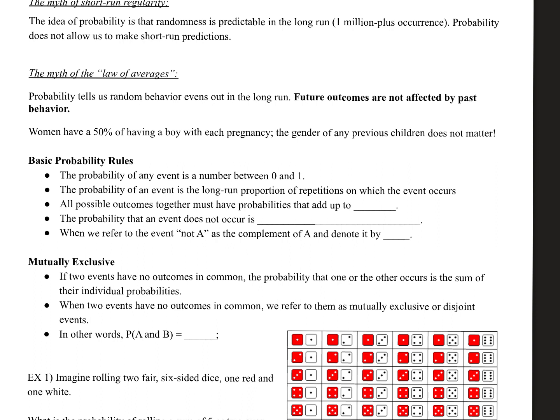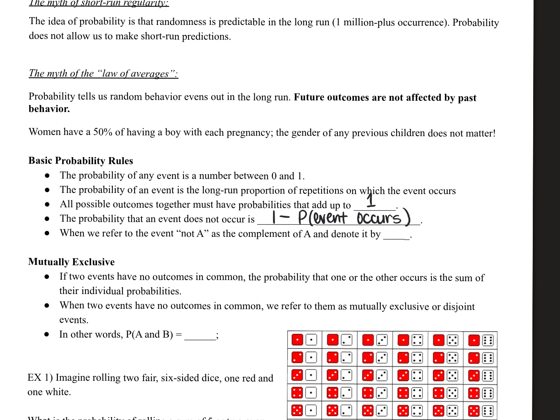Probability of any event is a number between 0 and 1. Probability of an event is the long run proportion of repetitions on which the event occurs. All possible outcomes together must have probabilities that add up to 1. So if you take all of the probabilities for a sample space for each individual event, add them all together, you'll get 1. The probability that an event does not occur is written as 1 minus the probability the event does occur. So if I want to know the probability of not flipping heads, it'd be 1 minus the probability you do.